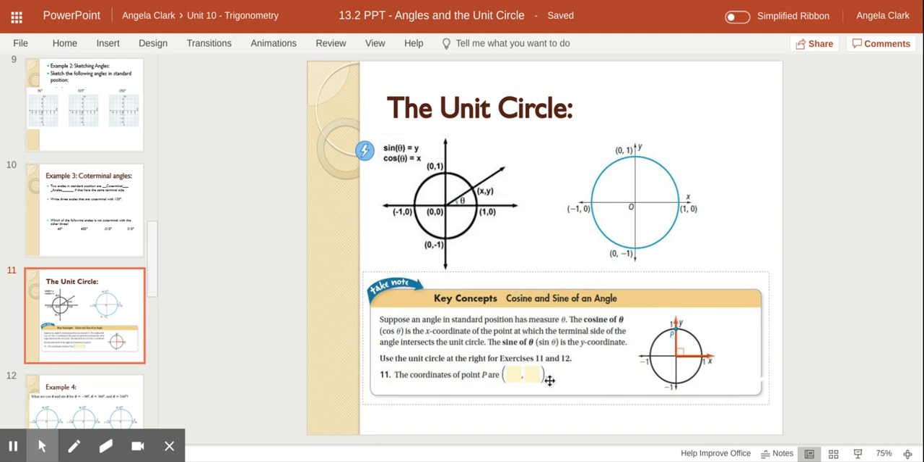So as an example here, we have this 90-degree angle, and I can see right away that x is 0, so cosine of 90 is 0, and sine of 90 is 1, right? Okay, so let's move on.